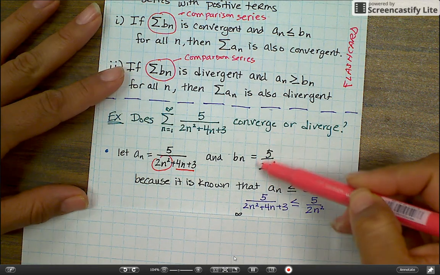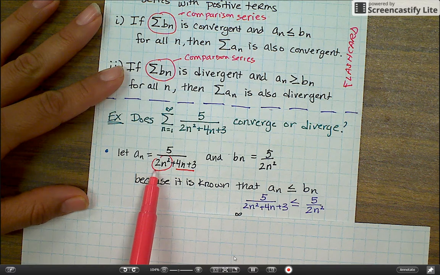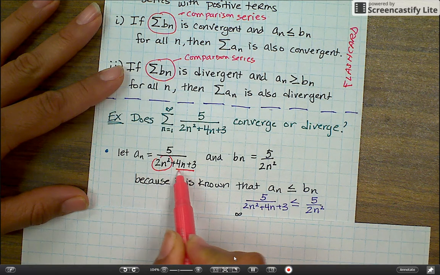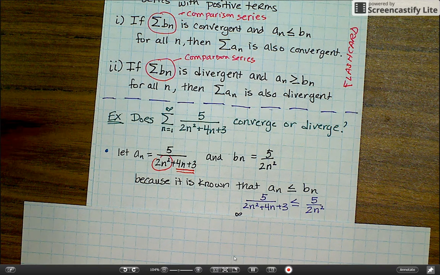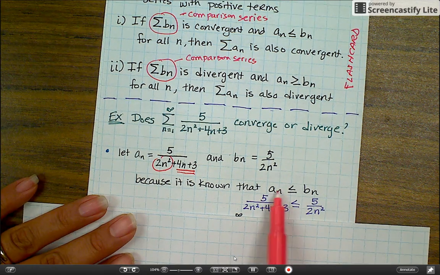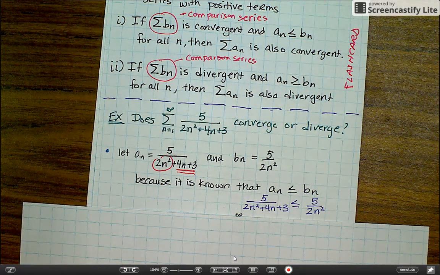So just as long as I've got this expression, it is always going to be greater than this because my An has this added onto it in the denominator. So I know that my An is always going to be less than or equal to my Bn.